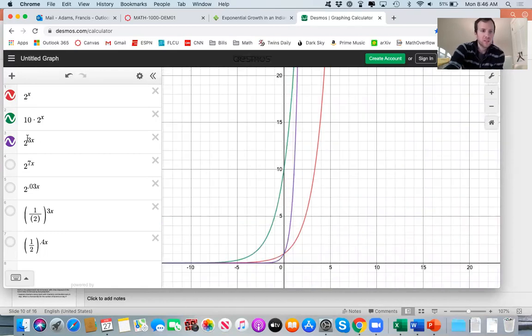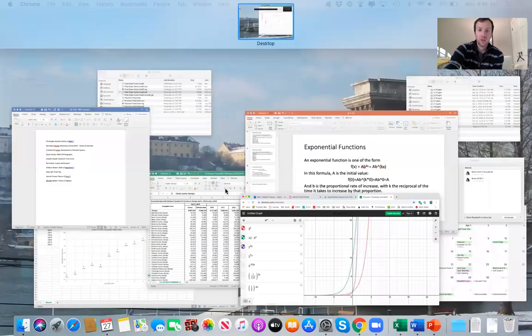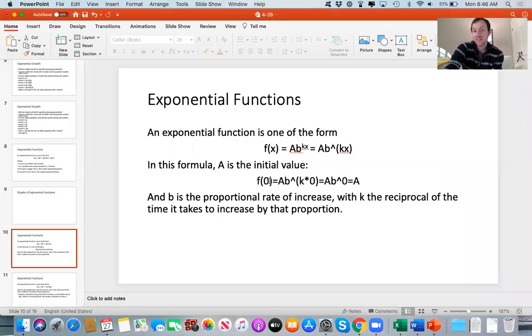In these cases, the A here, the red and purple don't have an A, so they just go through 1. The green one does have an A, that's 10, and that's where we start. So the quantity multiplied in front that doesn't have an exponent is how much you're starting with. And mathematically, that makes sense. Initial values correspond to putting in 0.